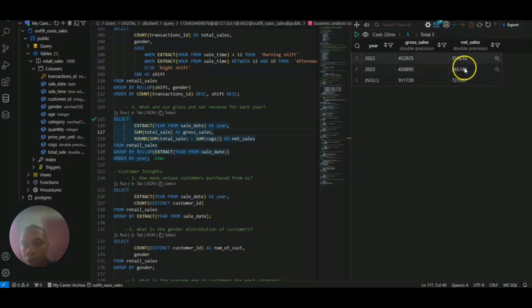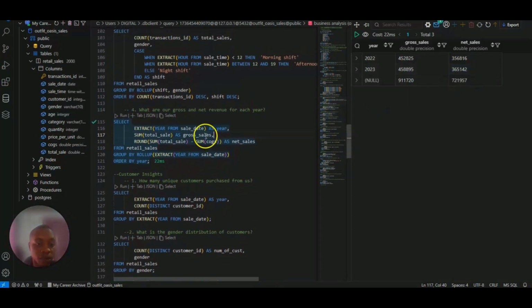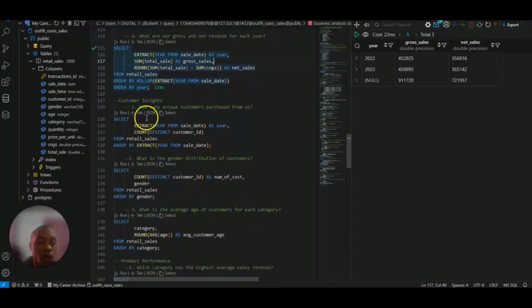You can see there was a little increase in 2023. So from 350, we increased to 360. Okay, as you can see from here. That is for the sales performance, and the category of customer insights.